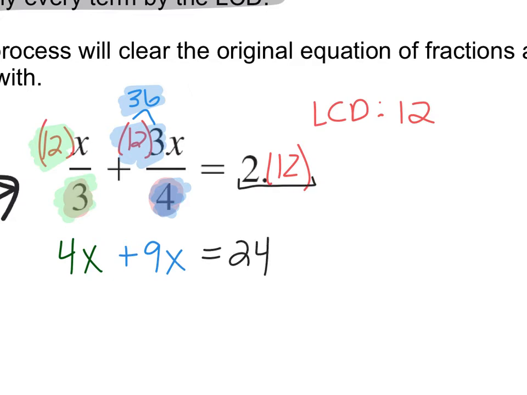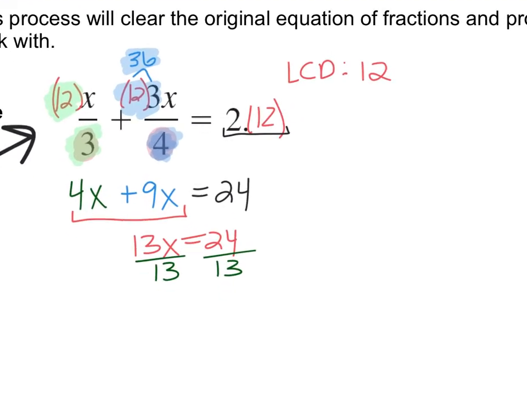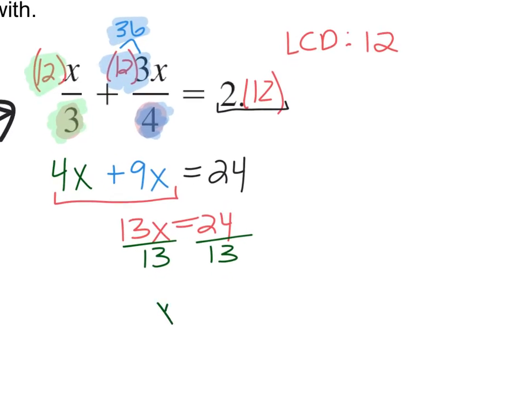Now we have a nice, more simplified equation to solve that does not have fractions. We would simply combine our like terms. 4 and 9 is 13x equals 24. In this case, when you divide, you don't get a whole number, and that's okay. You're not always going to get whole numbers for answers. So x equals 24 divided by 13. That does not give us a whole number, and I can't simplify that fraction.